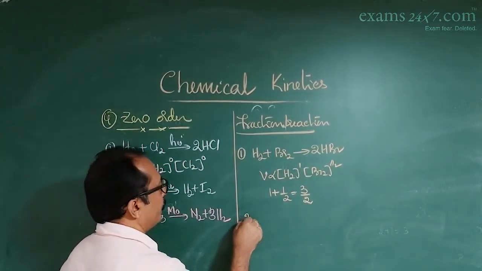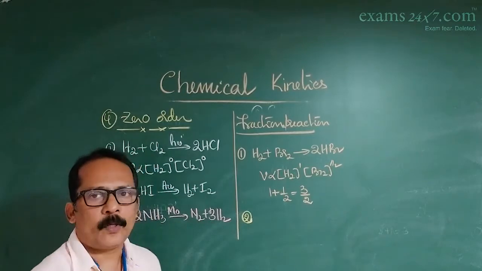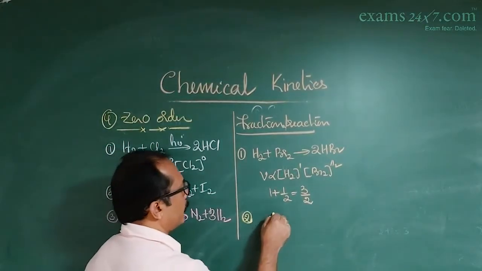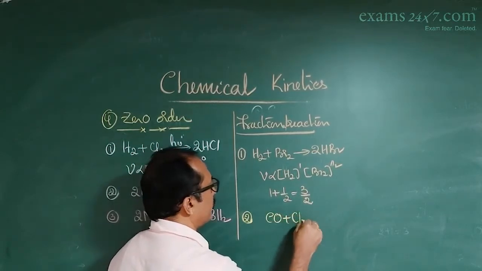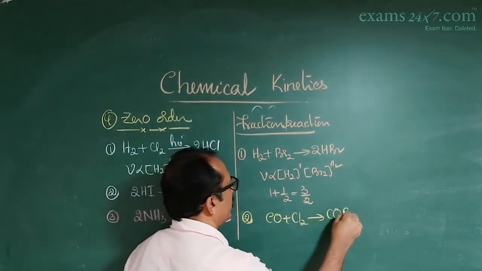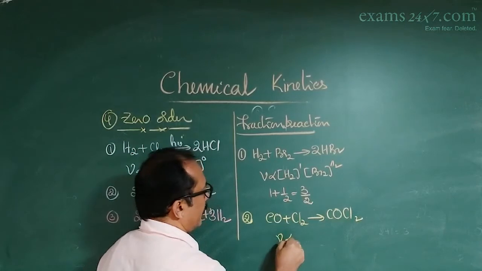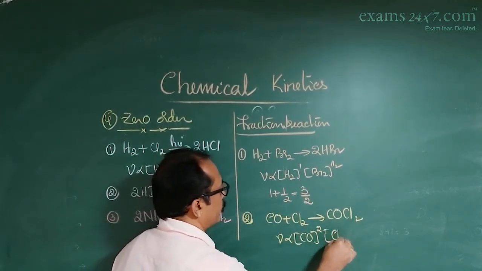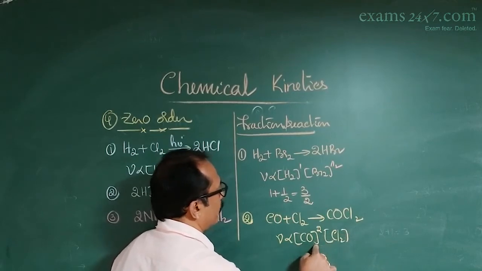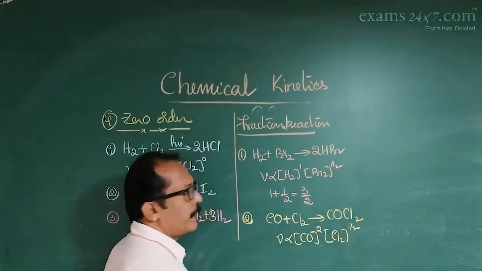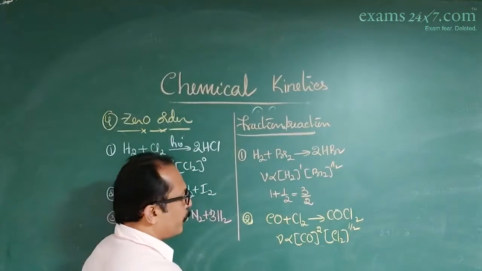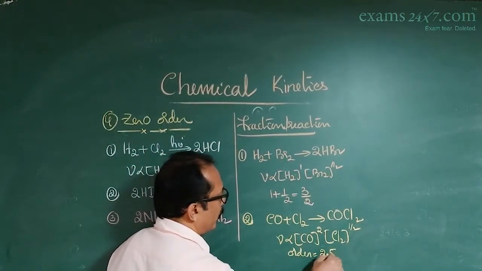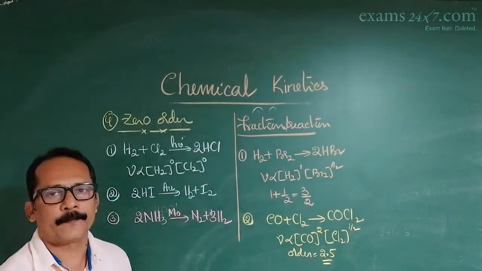Second one, formation of carbonyl chloride. CO plus Cl2 gives COCl2. The order with respect to carbon monoxide is 2. The order with respect to chlorine is half. Therefore, here the order is equal to 2.5.